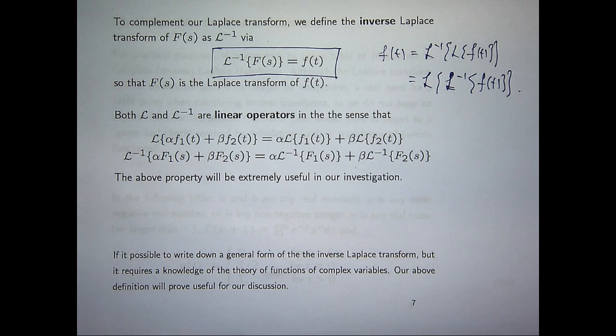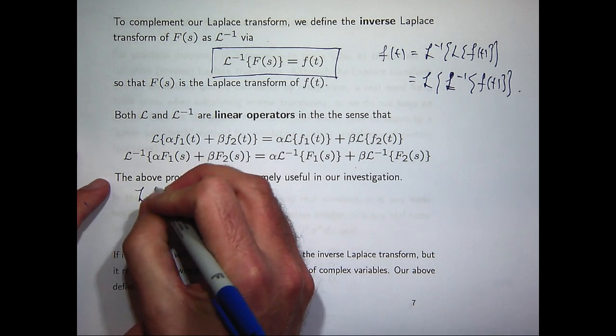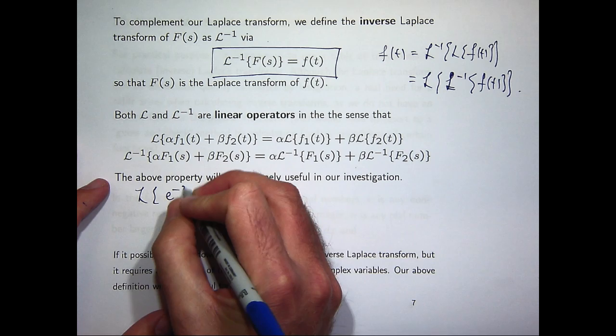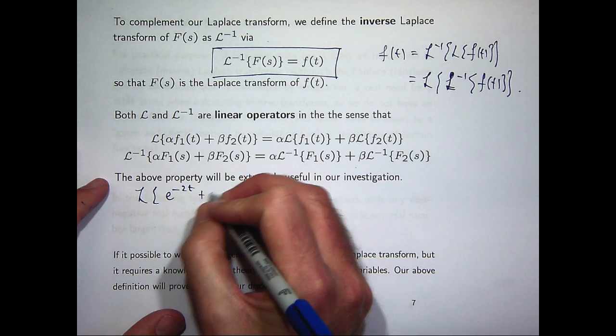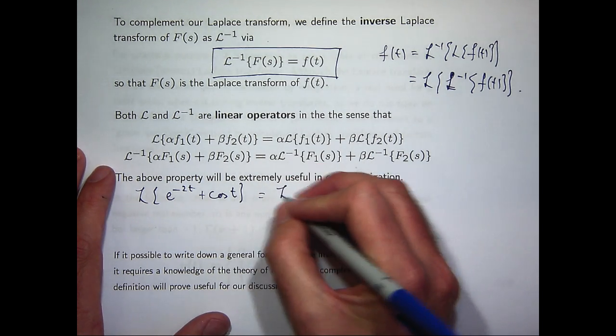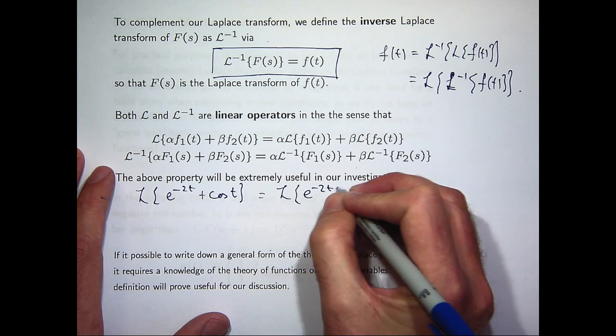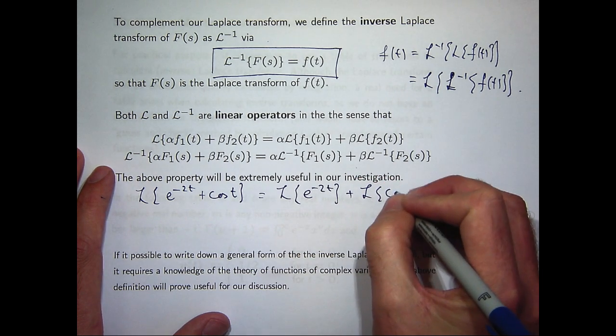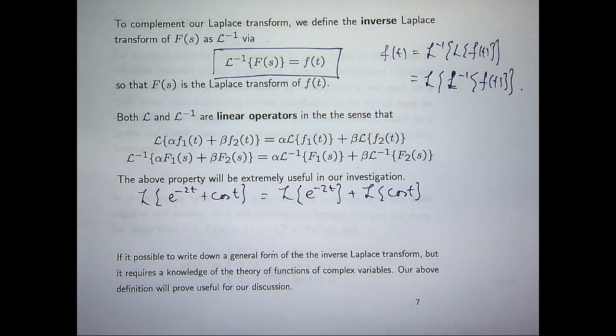So how is this useful? Well, if I wanted to calculate the transform of this function, e to the minus 2t plus cosine t, then it's just the sum of the two transforms. Okay, so from a computational point of view, it's important because I can just go through and calculate all the individual transforms and then add them all up.